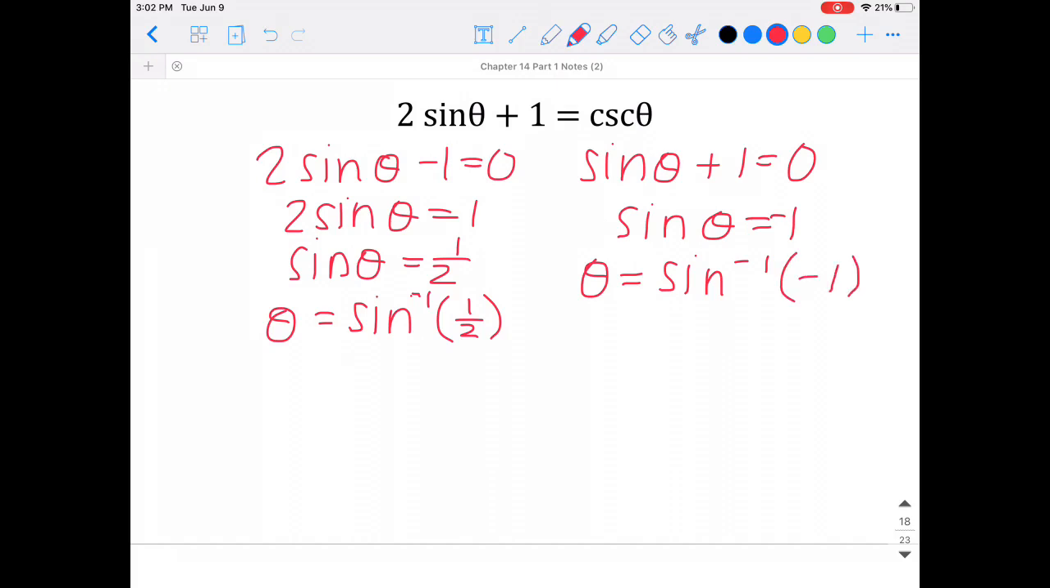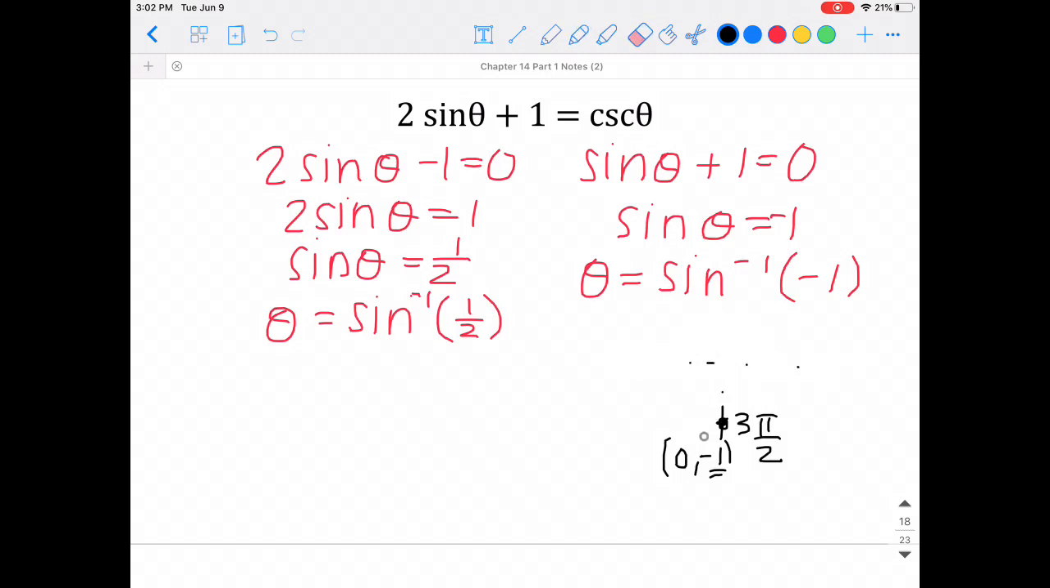Now to solve for our theta, we're going to look at our coordinates. For sine, when sine is negative 1, just like that problem we talked about before, sine is negative 1 at 3 pi over 2, because that coordinate is 0, negative 1, and sine is represented by the y values. So sine is going to be negative 1 when theta is 3 pi over 2.